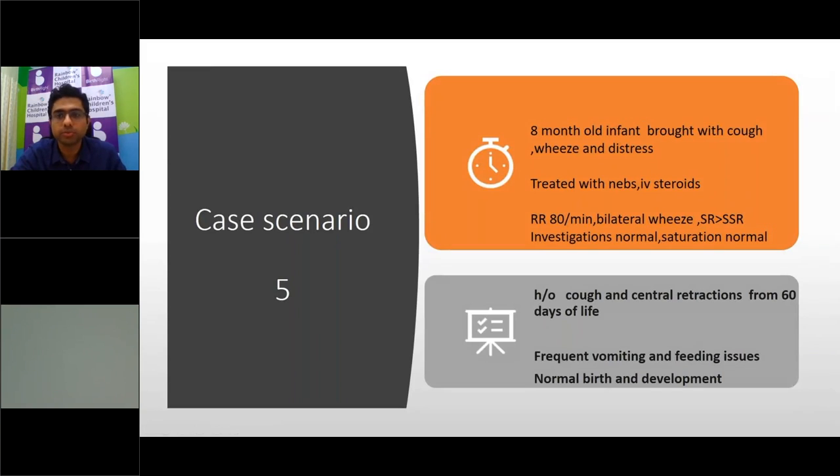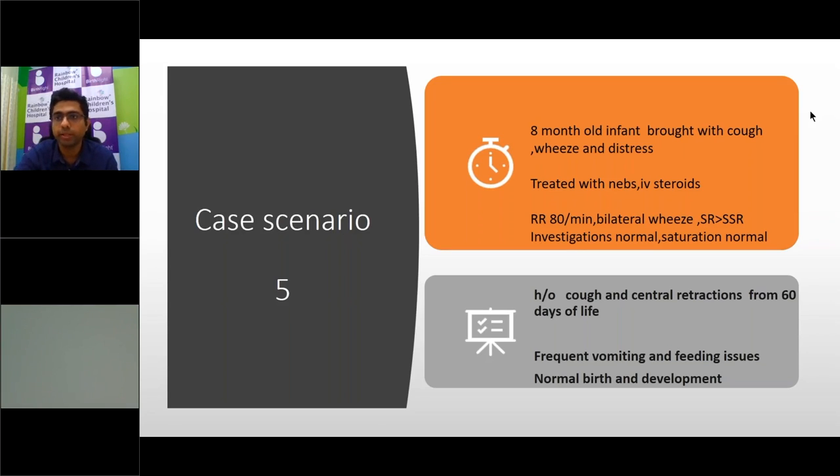So we'll move on to the last few scenarios. This is an 8-month-old infant who is brought with cough, wheeze, and distress. He was treated with nebulizations and IV steroids. He had respiratory distress and bilateral wheeze. His sternal retractions were more than the subcostal retractions. He has sternal indrawing a lot. His basic investigations were normal. His X-ray was normal. History: cough and sternal retractions were noted from 60 days of life.